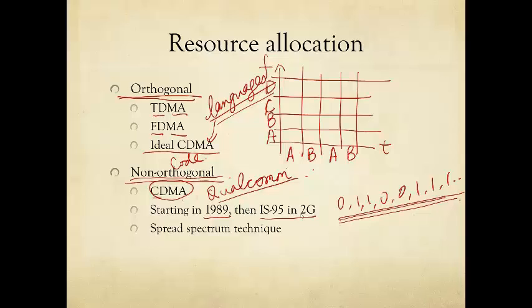And then in third generation, both main tracks of 3G, one is called UMTS, the other is called CDMA 2000, actually use elements of CDMA technology. So if you're using a 3G phone, then you are using CDMA.